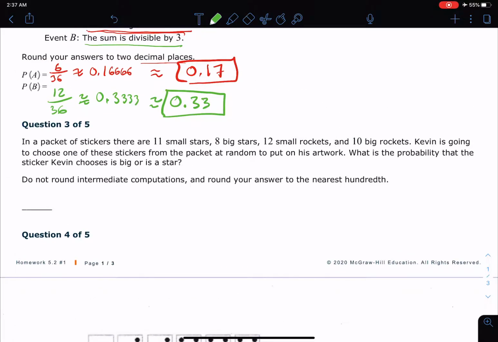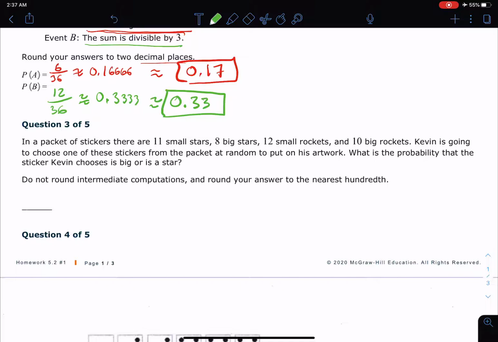Number 3, it says in a packet of stickers there are 11 small stars, 8 big stars, 12 small rockets, and 10 big rockets. Kevin is going to choose one of these stickers from a packet at random to put on his art wall. This sounds like preschool or kindergarten or elementary school. What is the probability that the sticker Kevin chooses is big or a star?